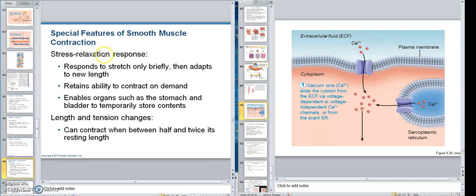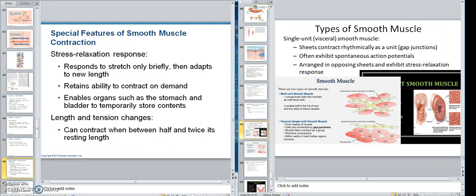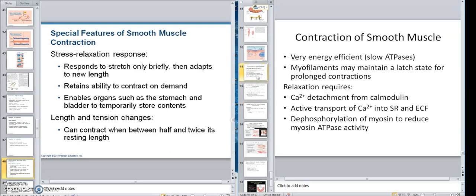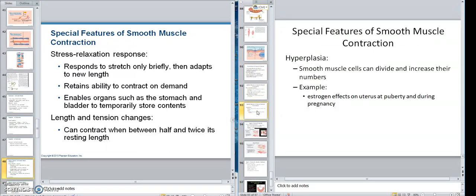Special features, stress relaxation response. Stress relaxation response. So here, see, here's the types of smooth muscle. I'm going to come here. Now, smooth muscle, let me come over here. Smooth muscle can do hyperplasia. All right, let me bring that up. Remember, skeletal muscle can't do mitosis, but smooth can. So like in pregnancy, the uterus has smooth muscle, and you will get increased amounts of muscle in the uterus during pregnancy. So it can do some mitosis.